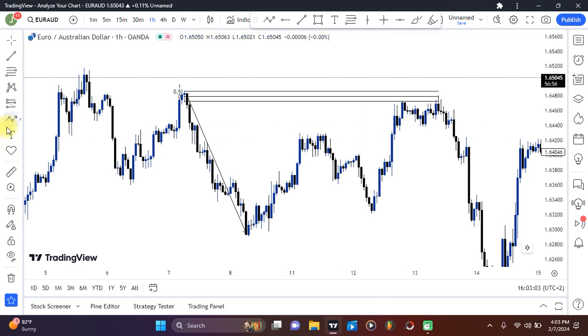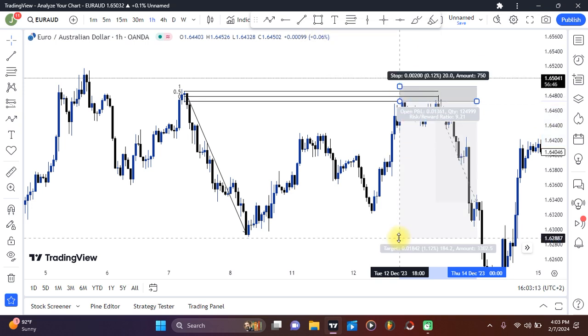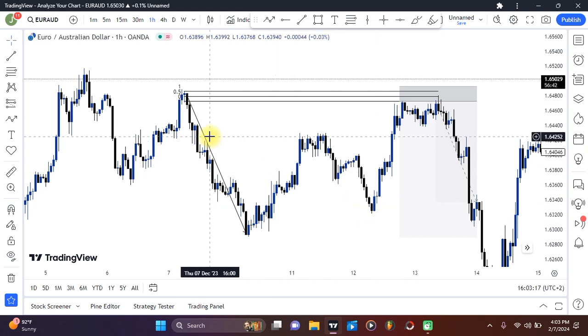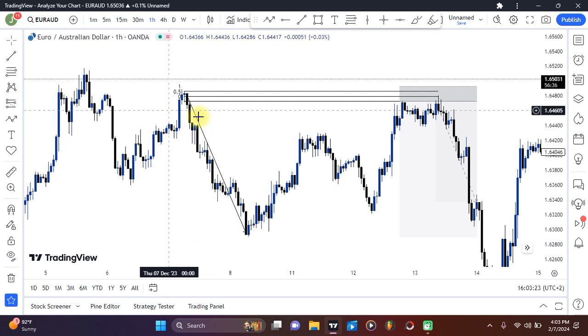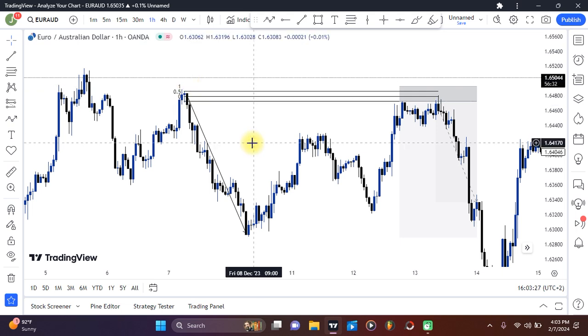And where is our entry? We put our entry here, and then our stop loss just above it, and then our take profit. Your take profit will depend on your trading strategy, on how you trade. Okay, so this is the bullish order block. It must be at the end of a reversal. It must be the last buying candlestick before a downward move.